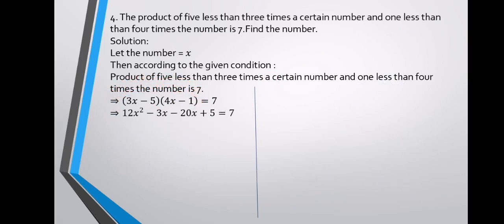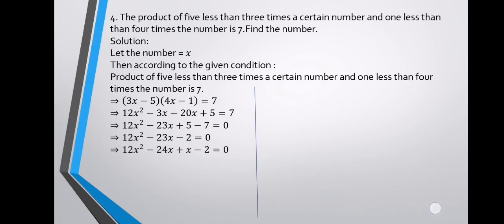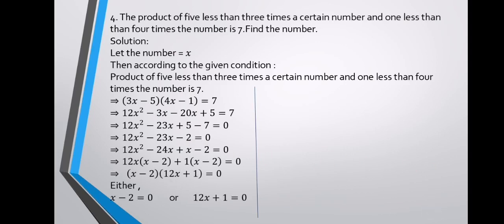So multiplying the terms inside the bracket, we just get the quadratic equation, which is 12x square minus 23x minus 2 is equal to 0. By the factorization method, we get (x minus 2)(12x plus 1) is equal to 0. Applying the zero product property, we just get x is equal to 2 or x is equal to minus 1 by 12. So the number may be 2 or minus 1 by 12.